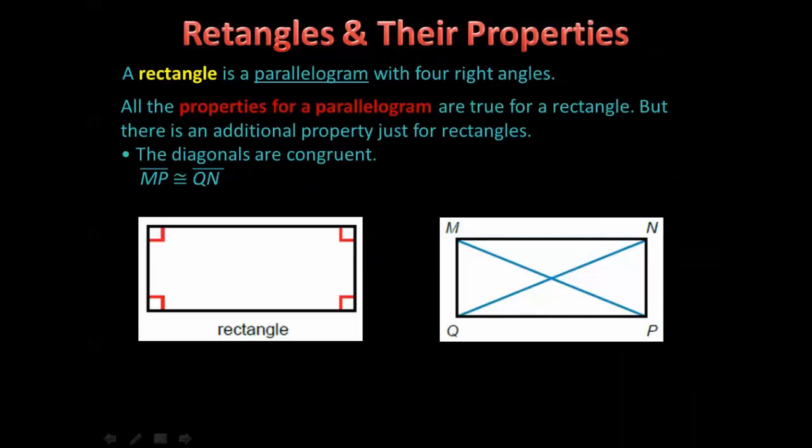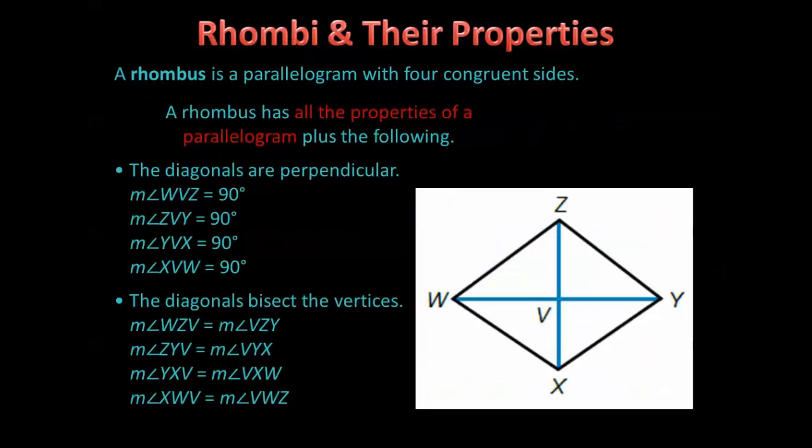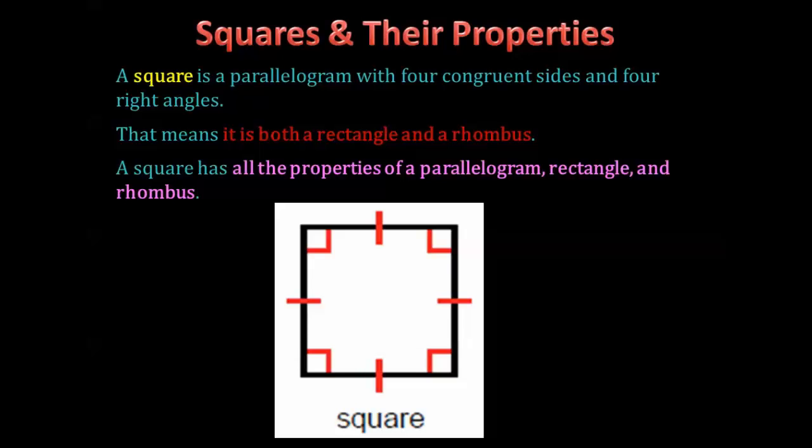Remember, rectangles have all the properties of a parallelogram, plus their diagonals are congruent. Rhombi have all the properties of a parallelogram, plus the diagonals are perpendicular, and the diagonals will bisect the vertices. And a square is a parallelogram with 4 congruent sides and 4 right angles. That means it is both a rectangle and a rhombus, which means that it's going to have all the properties of a parallelogram, a rectangle, and a rhombus.